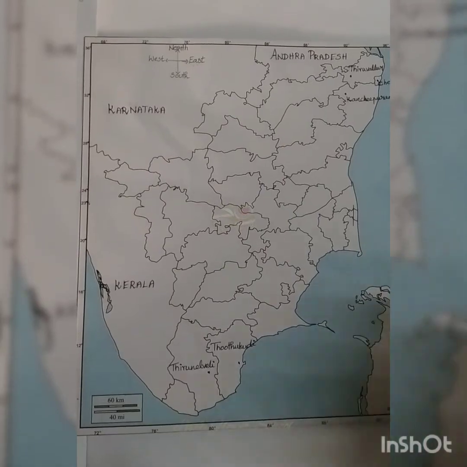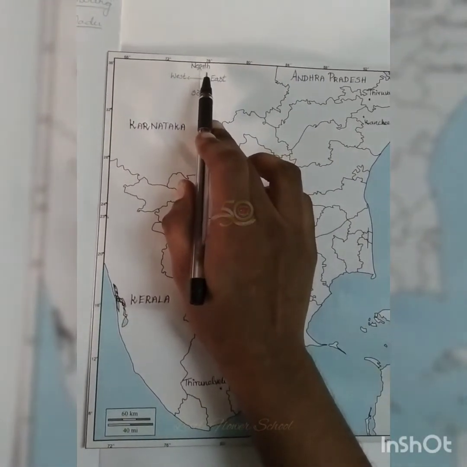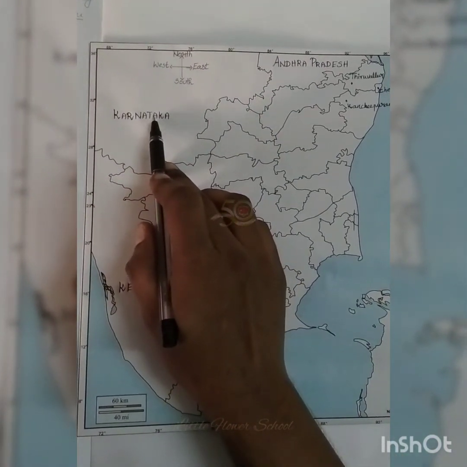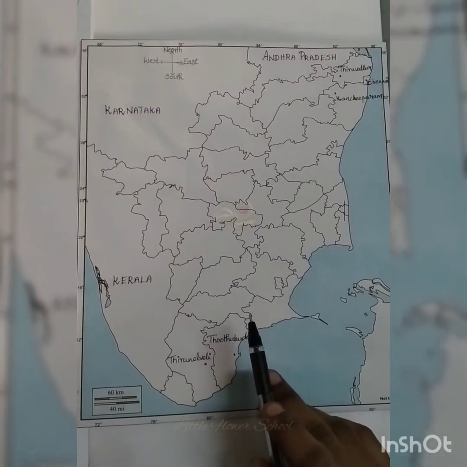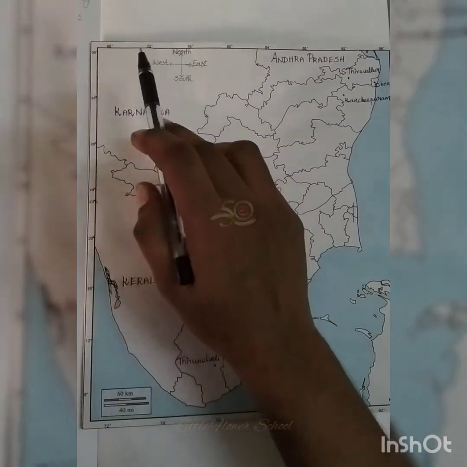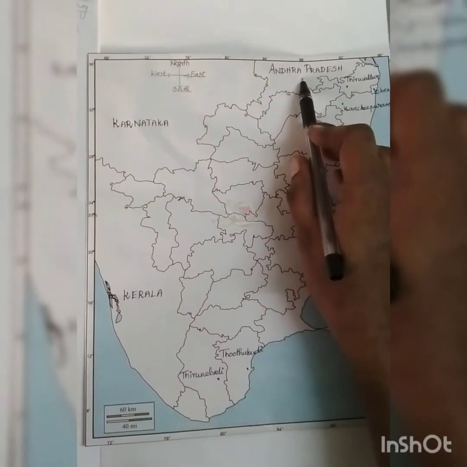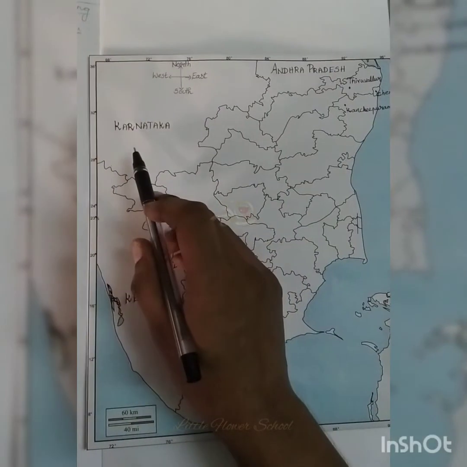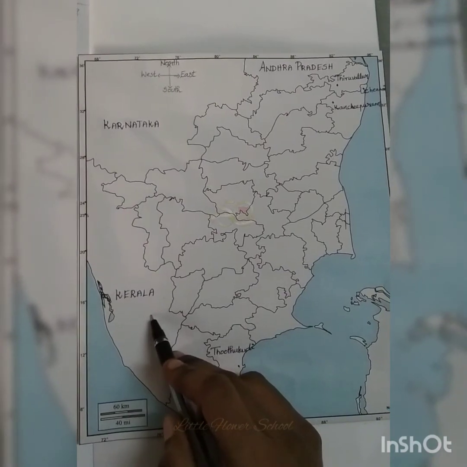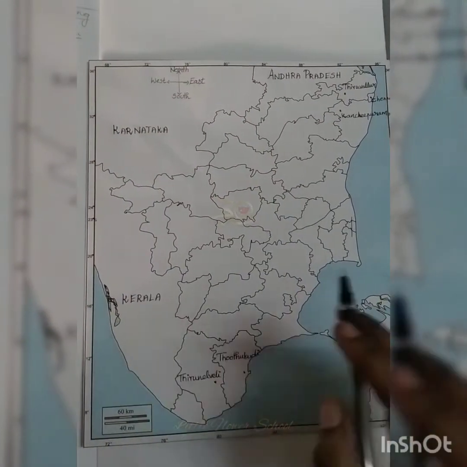Karnataka on the northwest. See here, northwest. The direction. That is why I am telling you to mark the direction first. So Karnataka on the northwest and Kerala on the west side. See, west, the direction, west side. So Andhra Pradesh on the north, Karnataka on the northwest, Kerala on the west side. So mark it, children. These are our 3 neighboring states.